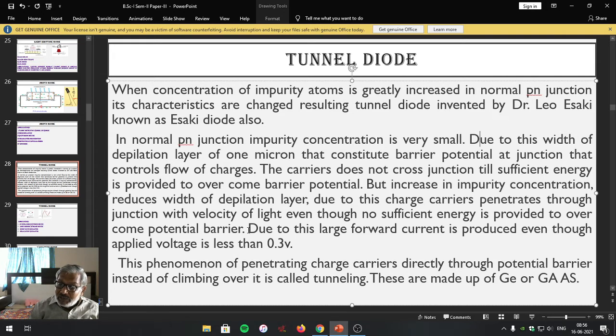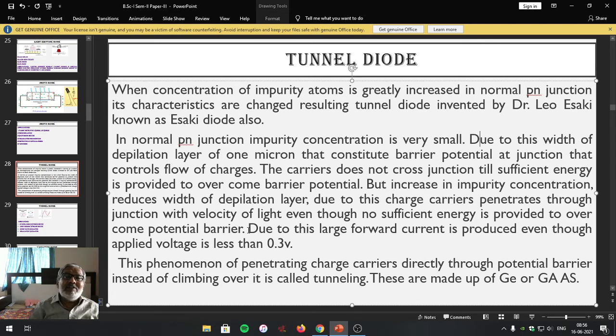The process of penetrating the charge carriers through the p-n junction without applying sufficient energy is known as the tunneling action. Charge carriers will pass through, go through, penetrate through without applying sufficient energy, and that is the speciality of the tunnel diode. I think you are following, student friends.